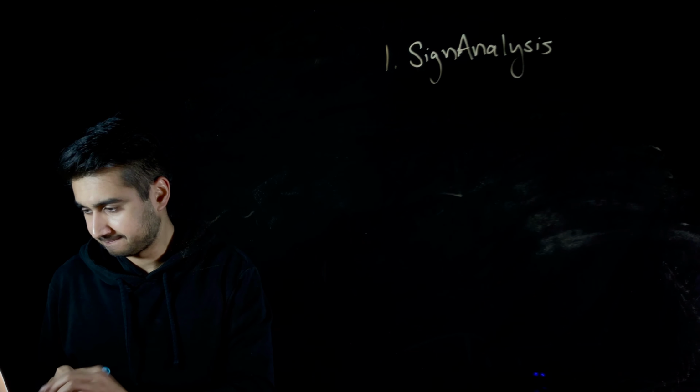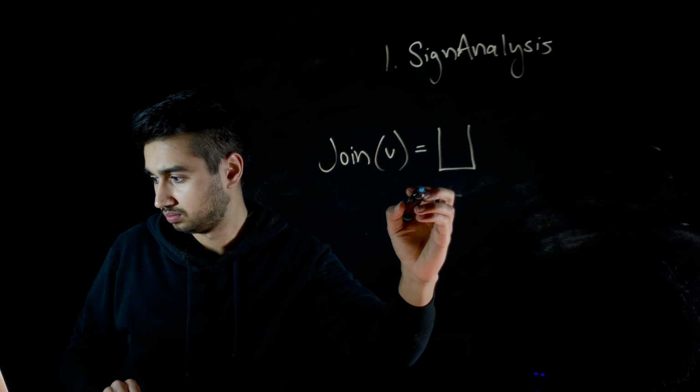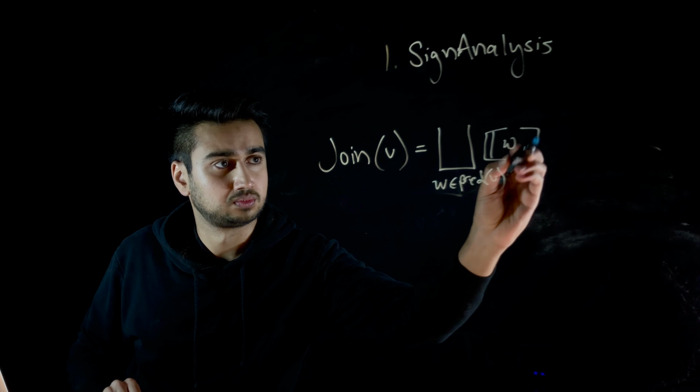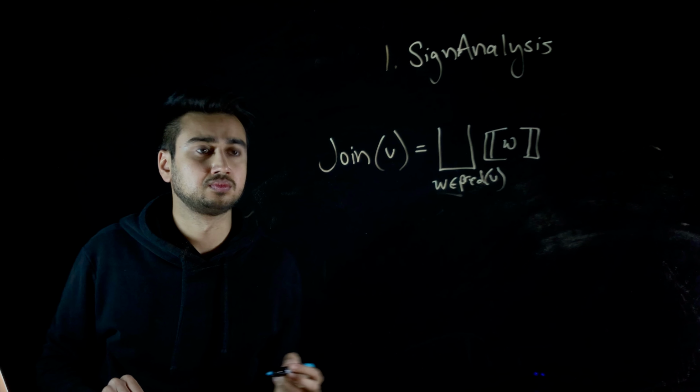We'll start with a few auxiliary definitions. We'll define this function join of v. So join is a function that'll take in a control flow graph node, and it will combine abstract states from its predecessors. It's going to range over all of the predecessors of that node and take the least upper bound of those constraints.